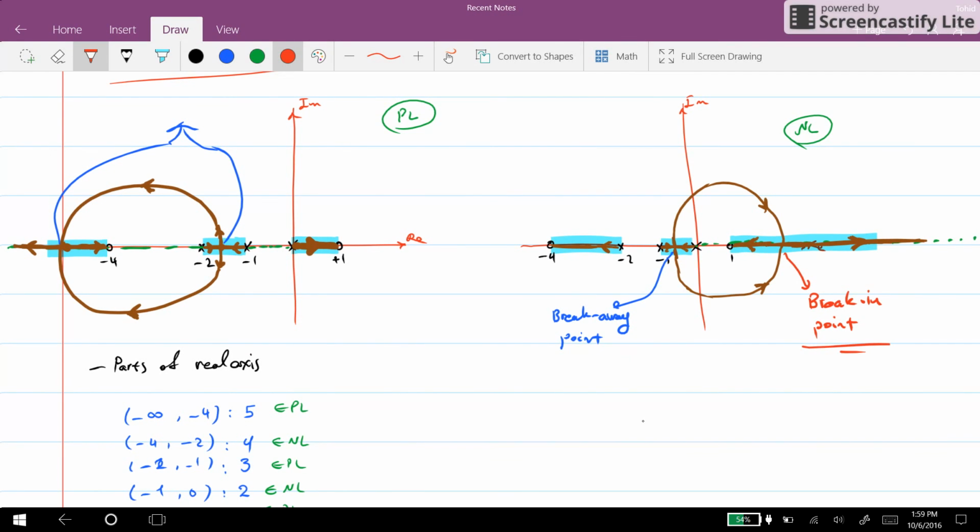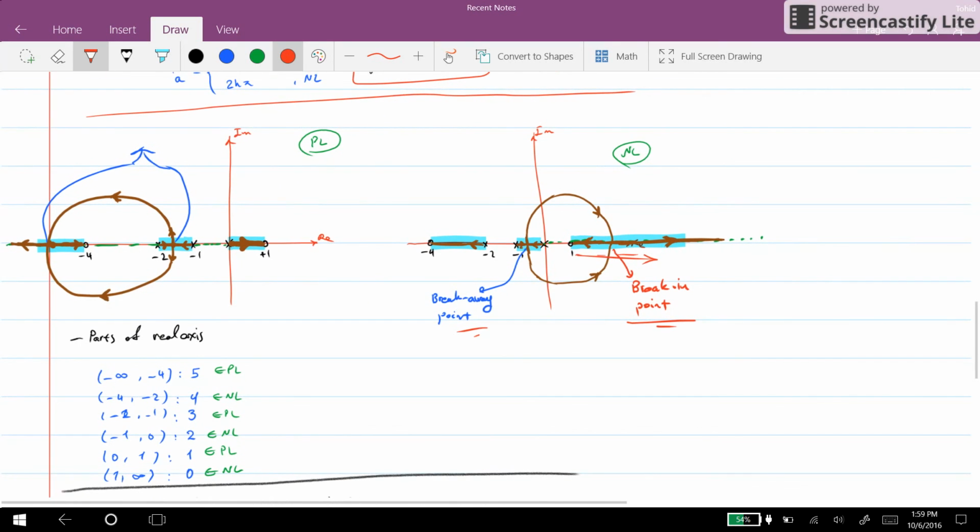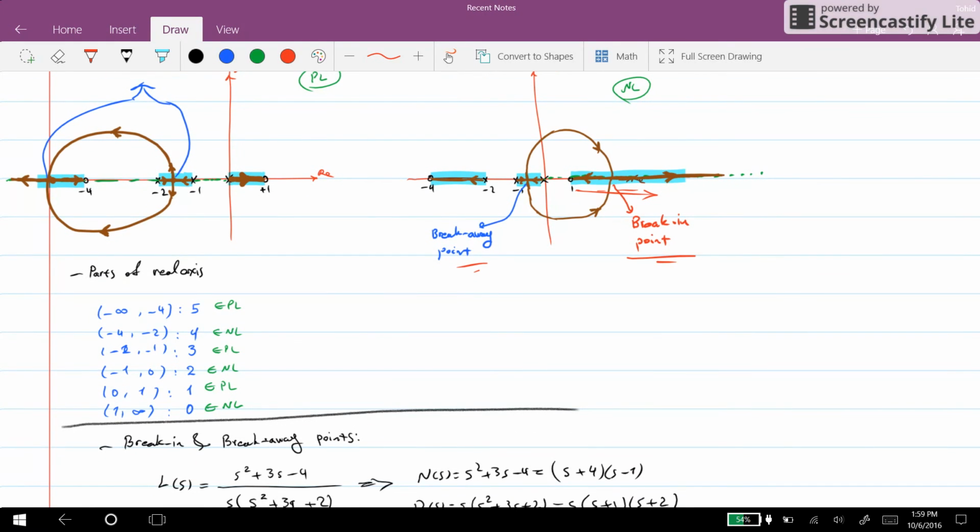Again, the exact value for the break-in and breakaway points is not known for us because we didn't solve m prime d minus d prime n equal to 0. But at least we know that the break-in point should be somewhere on the right-hand side of 1, and the breakaway point will be somewhere between 0 and minus 1. So this is the rough root locus plot for this system. And you can see that in this case, we don't really need to calculate the angles of departure and the angles of arrival because they are trivial for us.